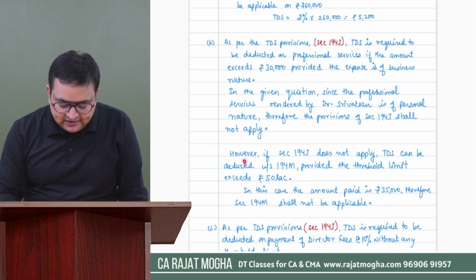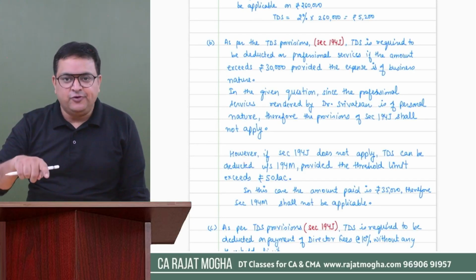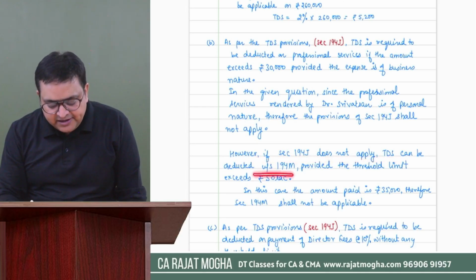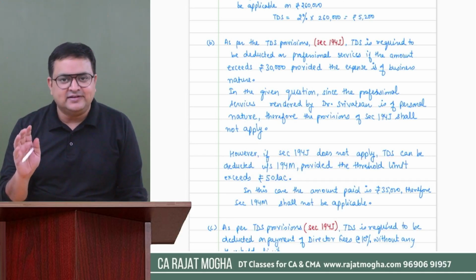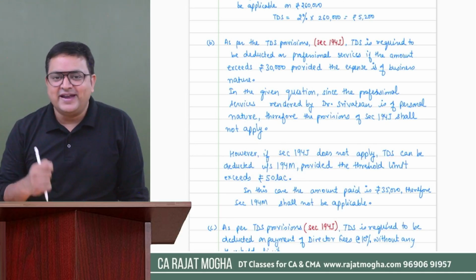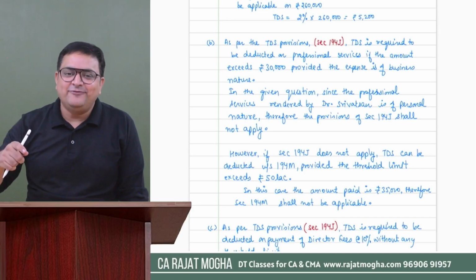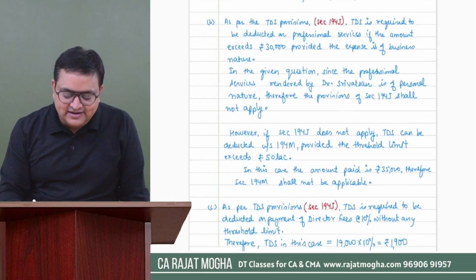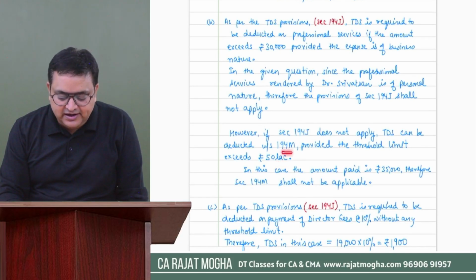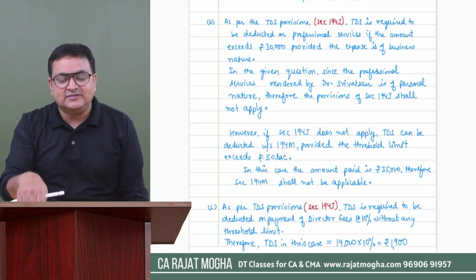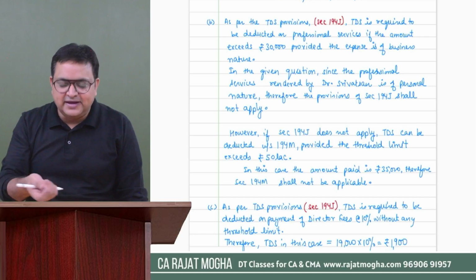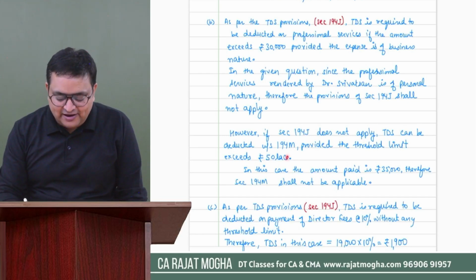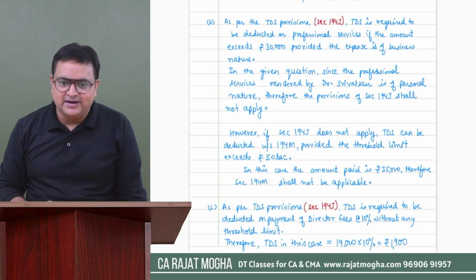So we understand. Then second, we will tell about 194M. However, if section 194J does not apply, TDS can be deducted under section 194M. We have another section also for professional services, 194M. However, in 194M, the threshold limit is very high, that is 50 lakh rupees. Correct. So that is the reason we are not going to deduct TDS under section 194M also in this case, because the payment is just 35,000. It is not exceeding 50 lakh rupees. So that is the reason we are not going to deduct TDS.